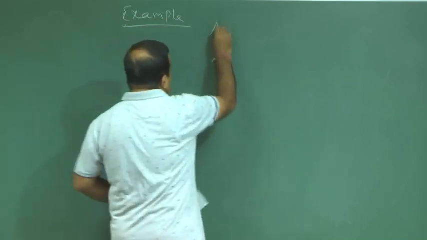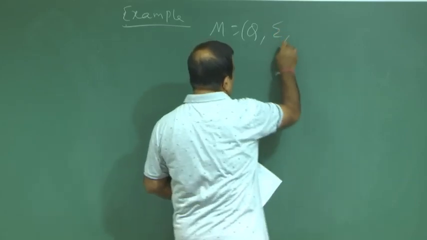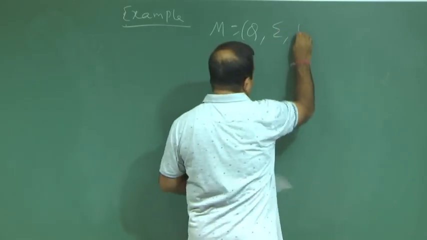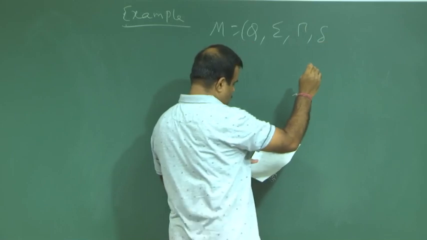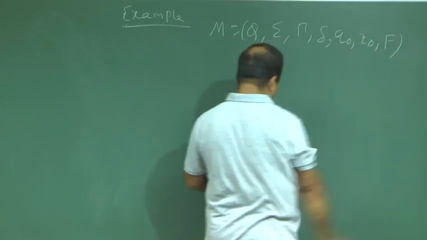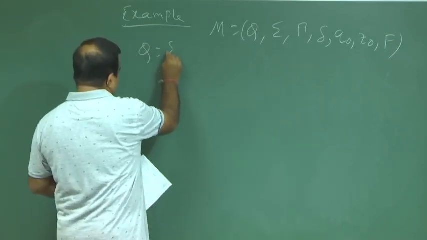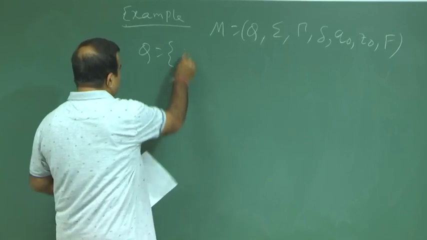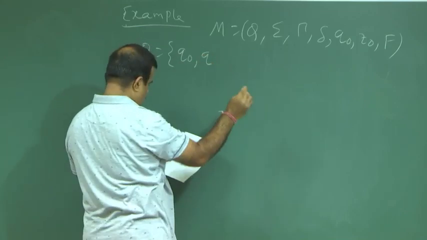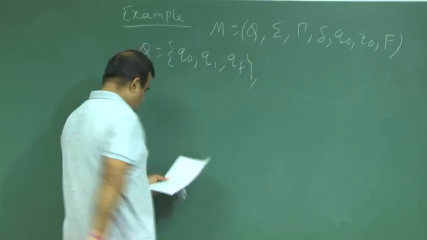So, let us define a PDA. This is a tuple, we know this is a pushdown automata: Q, Sigma, Gamma, delta, q0, Z0, F. Where Q is, how many states do we have? Say 3 states: q0, q1, and qf, the final state. We have one final state.